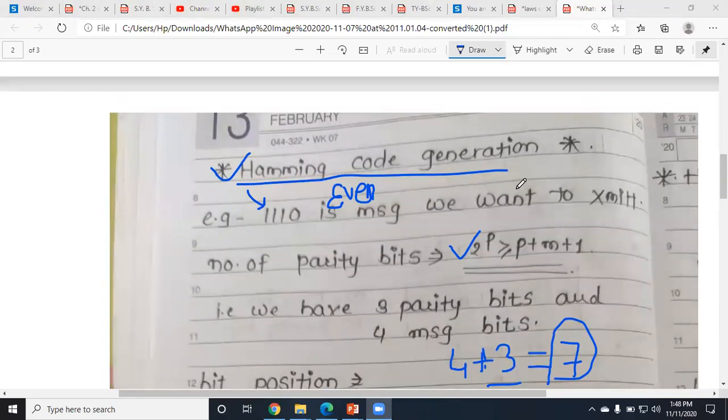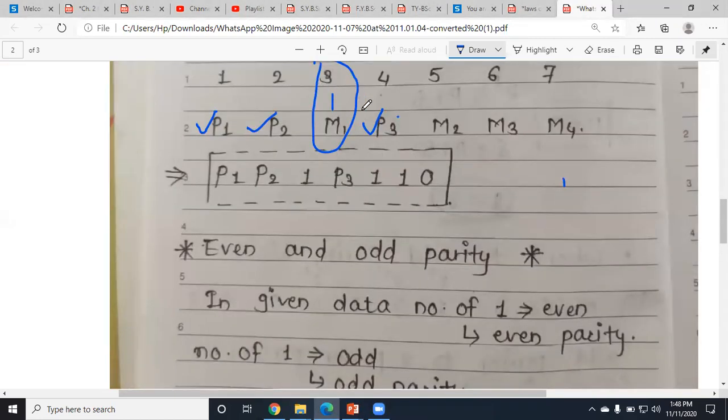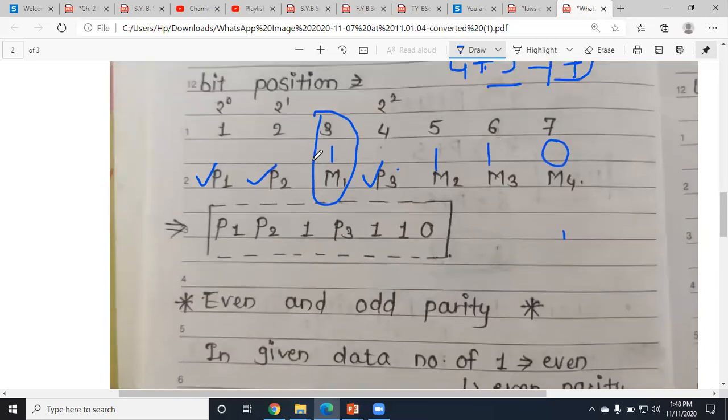What is my data? What is given in the question? 1110. So my message bits will be 1, 1, 1, and 0. 1110 is my message signal. This is my M1, M2, M3, M4. So at the positions of M1, M2, M3, M4, I just wrote my original data, that is 1110. Now, what is the ultimate 7-bit data I have? P1, P2, 1, P3, 1, 1, 0. Everyone is clear till this?